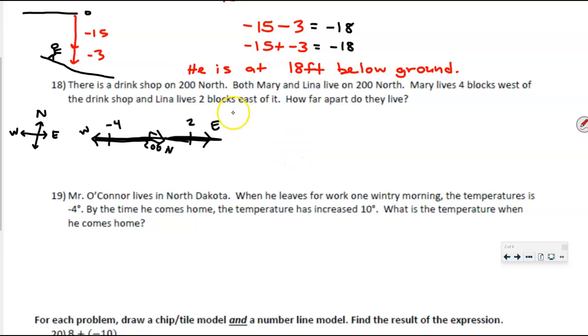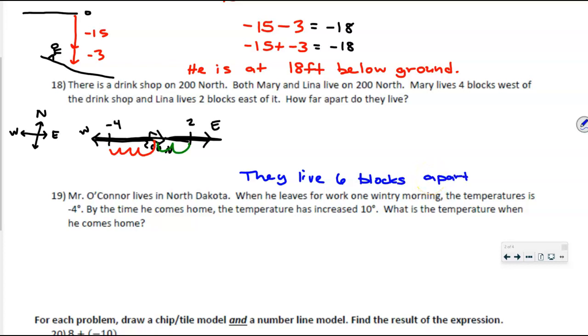How far away are they? If this is Mary, Mary would have to walk 1, 2, 3, 4 blocks to get to the drink shop, and then she'd have to walk 2 more blocks to get to Lena's house. So how far apart do they live? 6 blocks. Write that down. That's our sentence. They live 6 blocks apart.